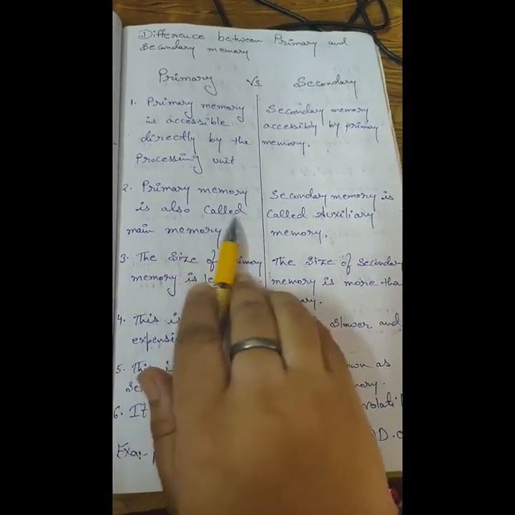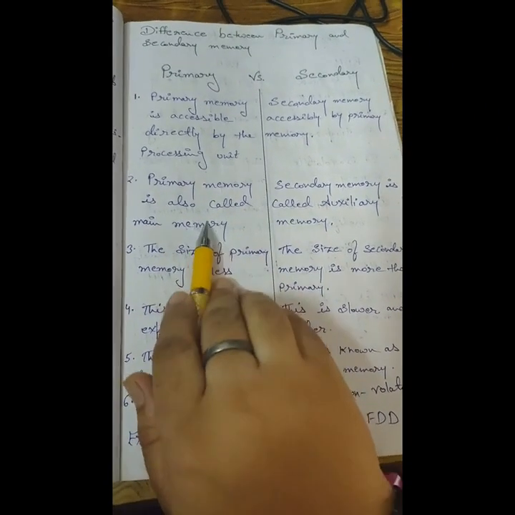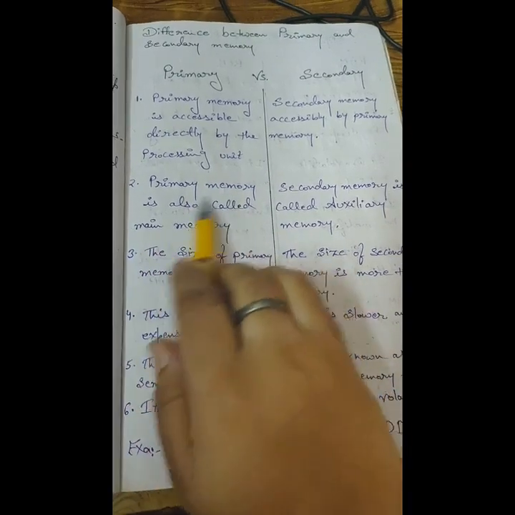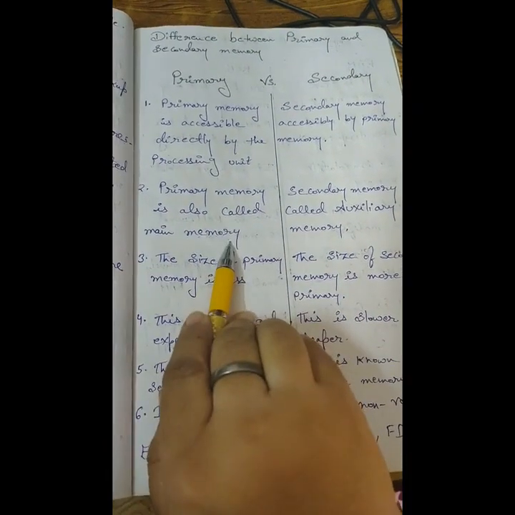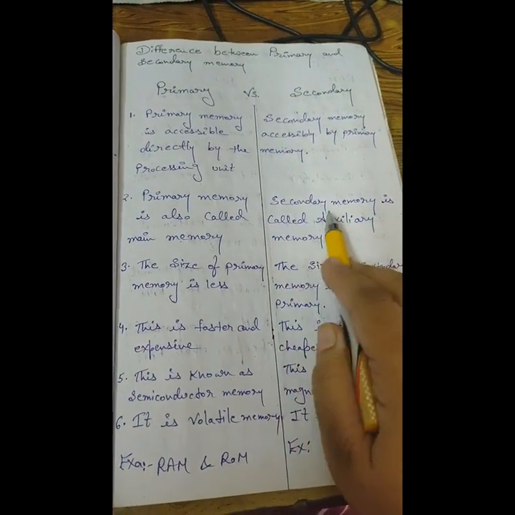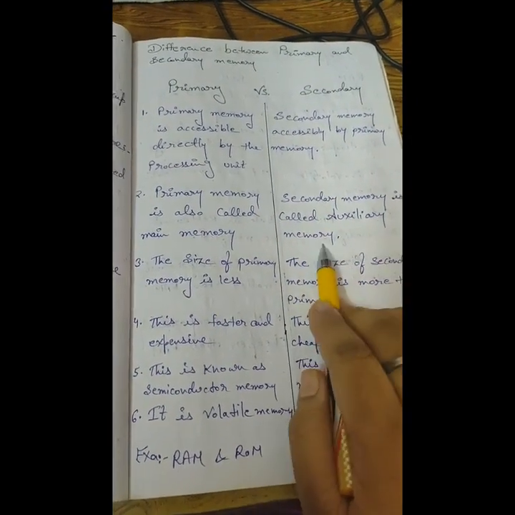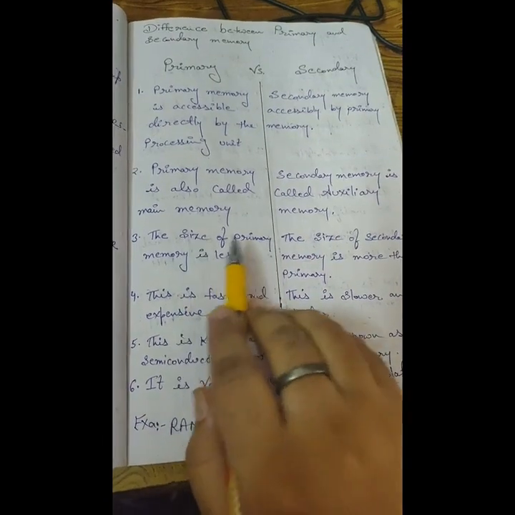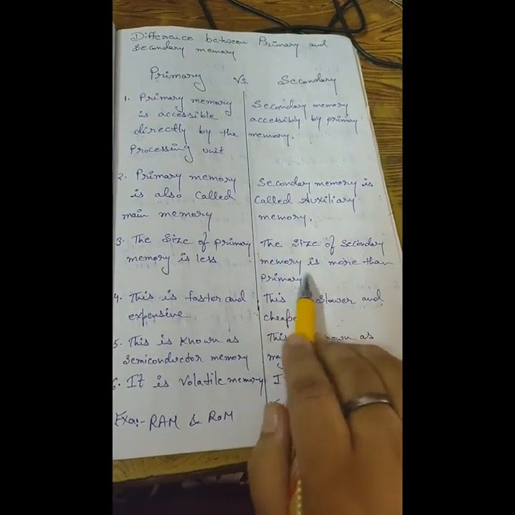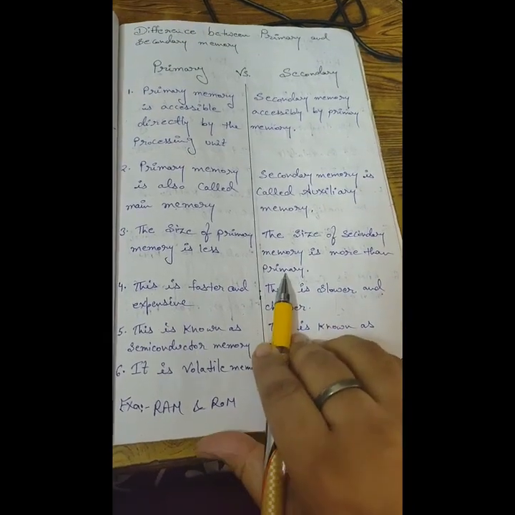Primary memory is also called main memory, as I told you when I was explaining main memory. Main memory is also called primary memory. Secondary memory is called auxiliary memory. The size of primary memory is less. The size of secondary memory is more than primary memory.